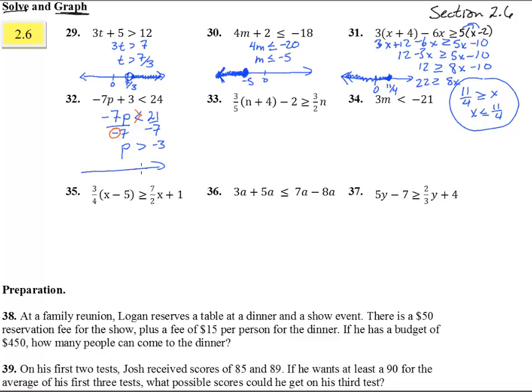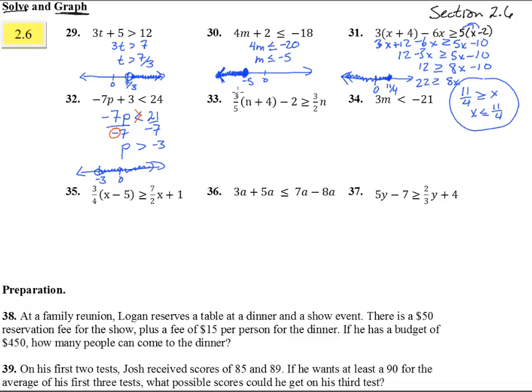So when we graph this, we have 0, we have -3. p is bigger than this, because when it's multiplied by the negative, it will be way down over here, and will be less than 21. So p is greater than -3 is the correct answer on that one. Open circle because -3 is not actually part of the answer, unlike these two where we had an equal sign.